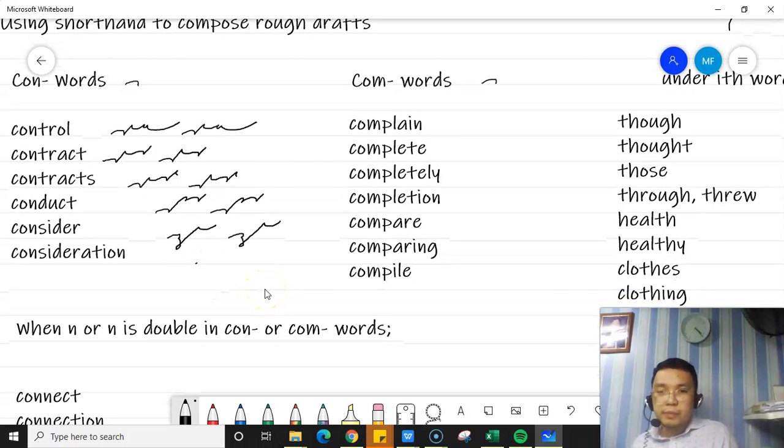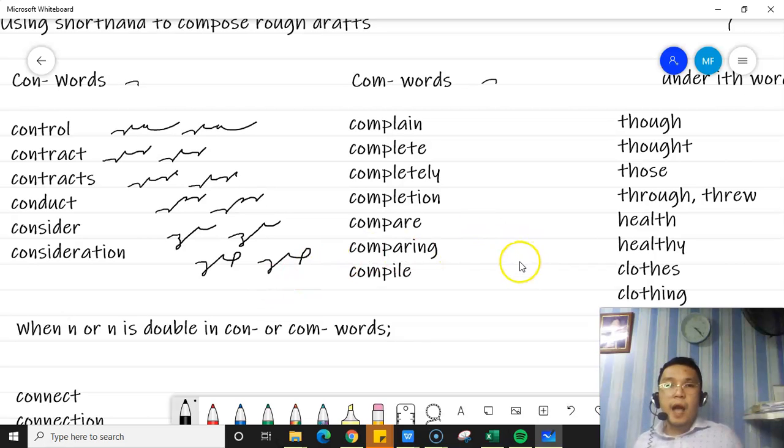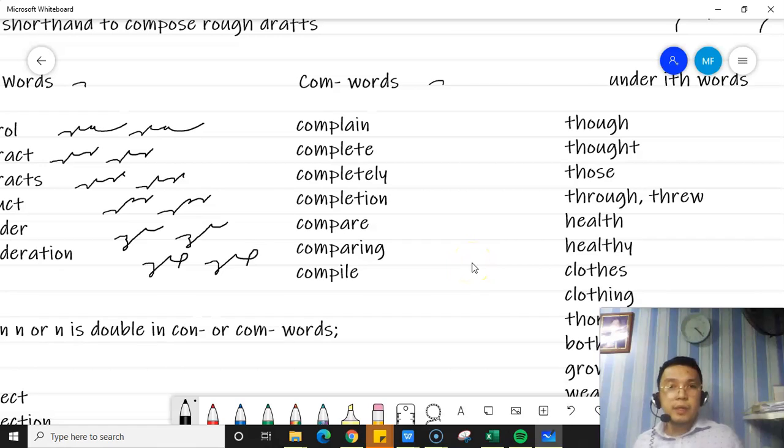We have the con, S-E-V-R, Asian, consideration. So we're clear. Let's have the word beginning com. Again, it is represented by a K symbol. Same with the con. Okay, complain. P-L-A-N, complain. Okay, let's have the word complete.